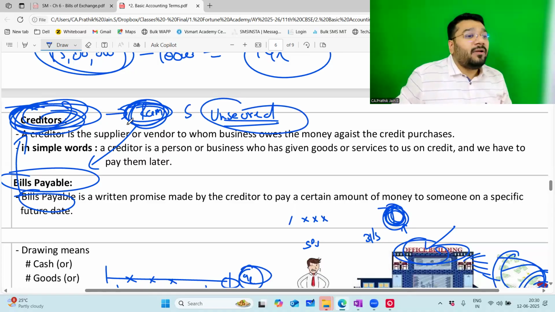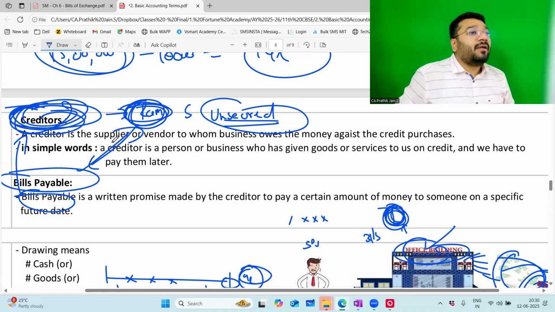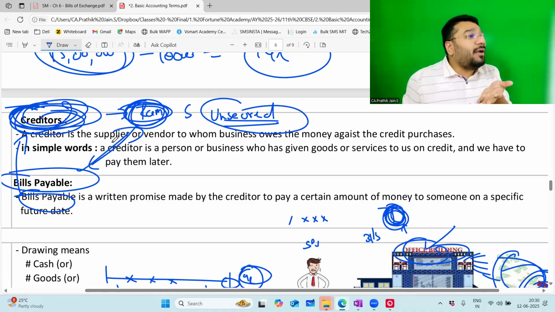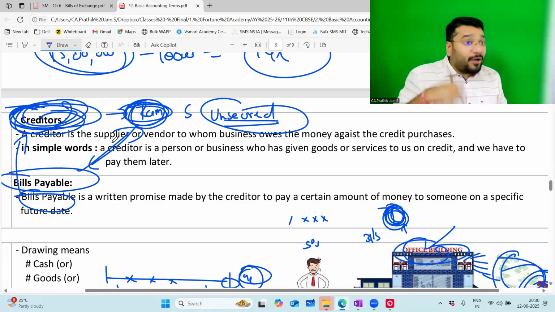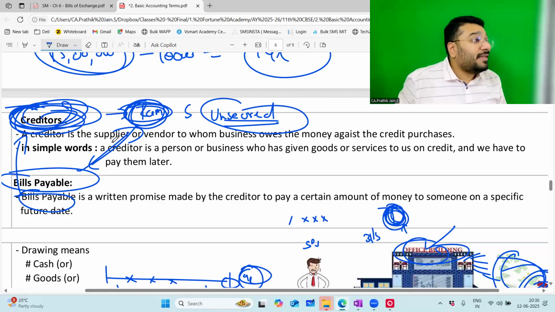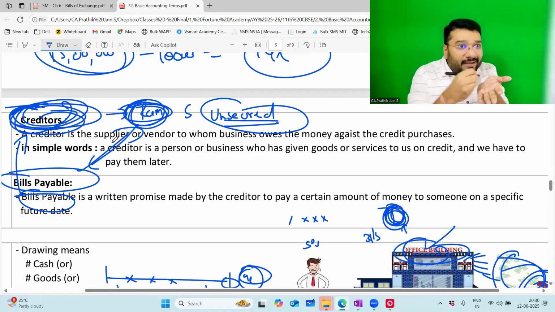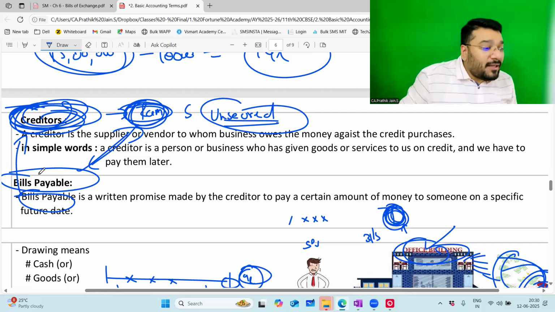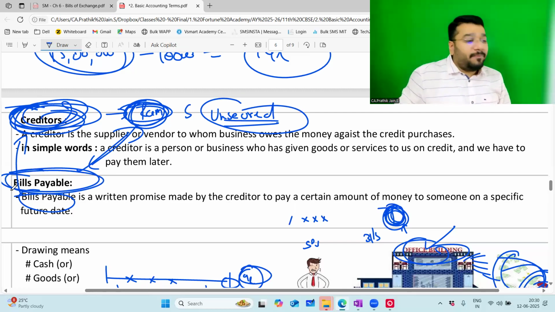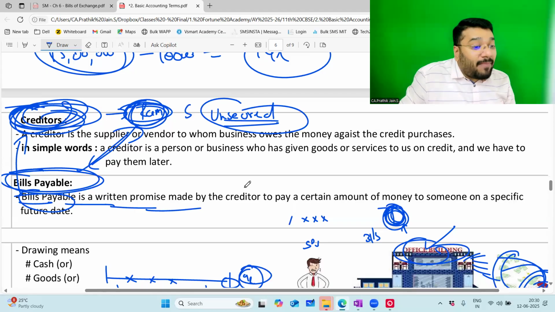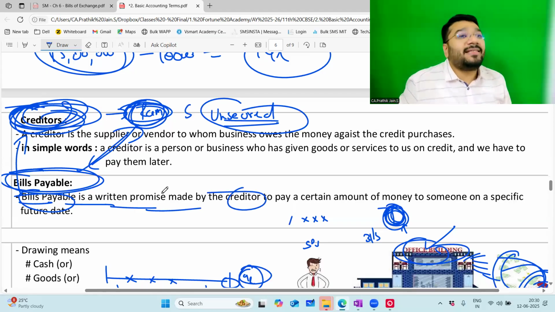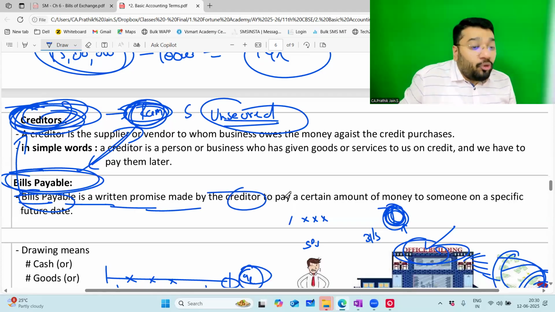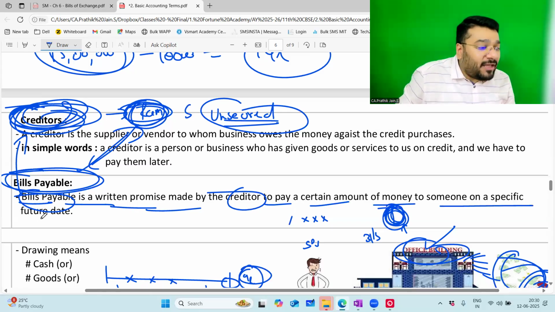What is bills payable? To the same person, Ram, if I give an additional letter called a bill of exchange, where I give a promise in writing that in future, pakka I'll pay you the money. If I don't pay the money, you drag me to the court. If I voluntarily give a writing like that, that is called bills payable. So bills payable is a written promise made by the debtor, to pay a certain amount of money on a specific future date.